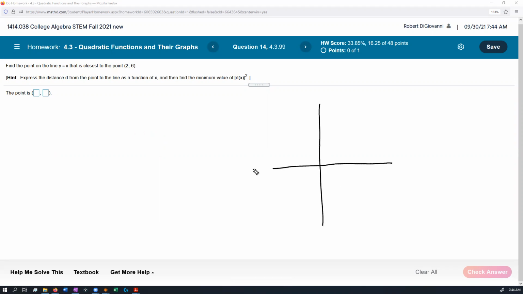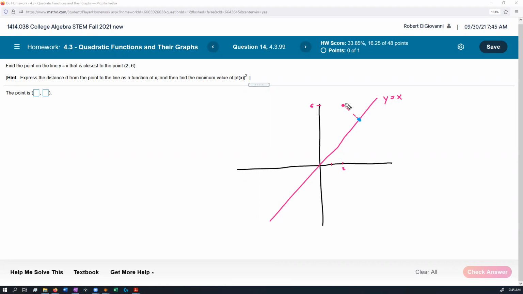We have the line y equals x, which we should recognize from our toolbox of functions. It's one of the important ones. And then we have the point (2, 6): you go to the right 2 and up 6, up here somewhere. We're trying to find the point on the line that is closest to that. It looks like the closest point would be somewhere around there, and we're trying to figure out what point that is.